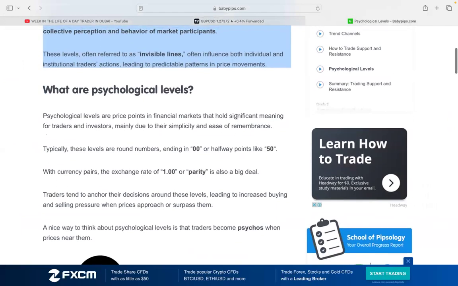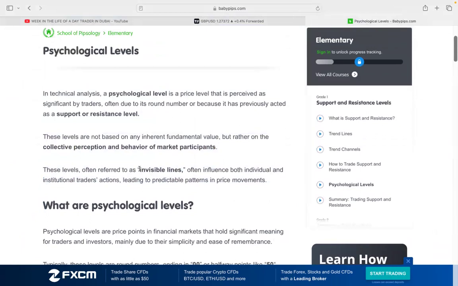Now let's finish the last paragraph. These levels, often referred to as invisible lines, often influence both individual and institutional traders. Let me highlight this. What do they mean by individual traders? Individual traders meaning you and I that come to the market each day. Institutional traders meaning these big banks, these people who put in their real money, these people whose money moves the markets in the financial market.